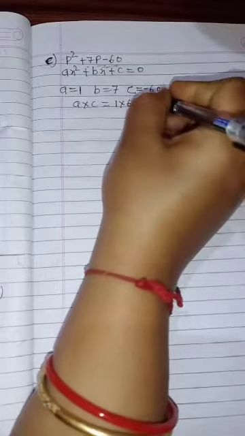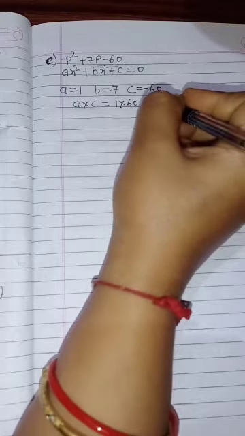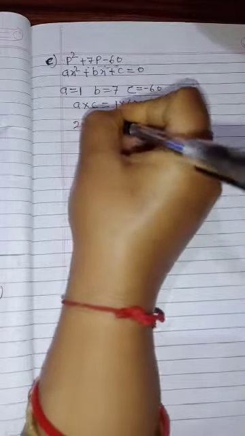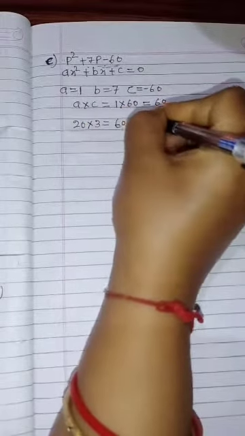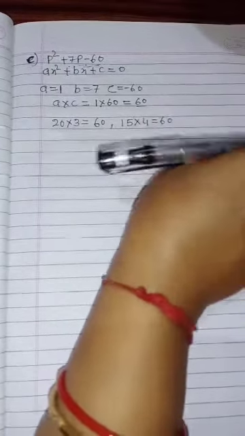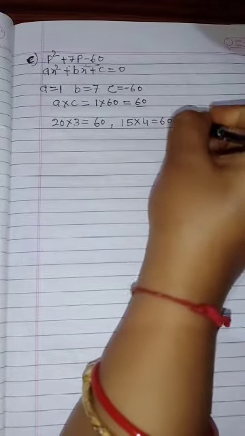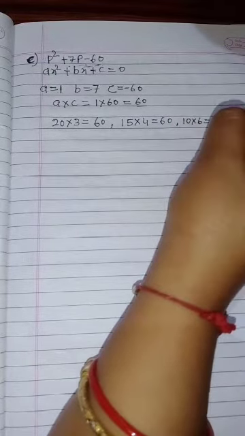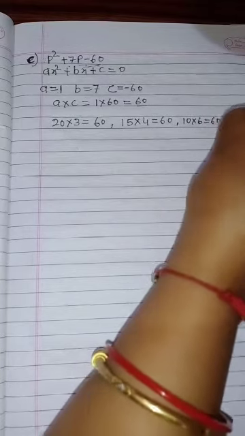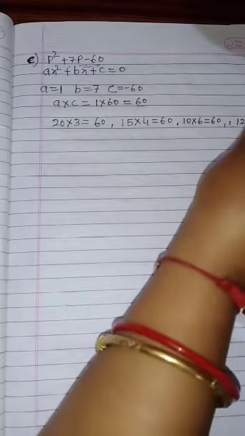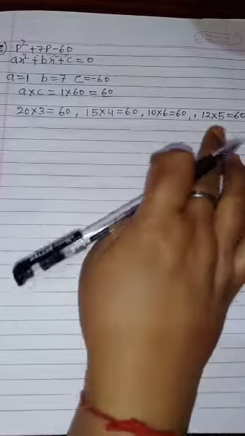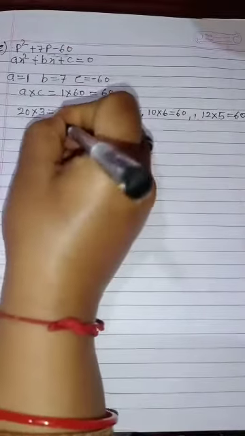So 1 into 60 is 60. Now see in which tables 60 is coming. 20 into 3 is 60. Then 15 into 4 is 60. Then 10 into 6 is 60. And further, 12 into 5 is 60. You have seen all the factors, in how many tables 60 is coming, and 1 into 60 is 60.